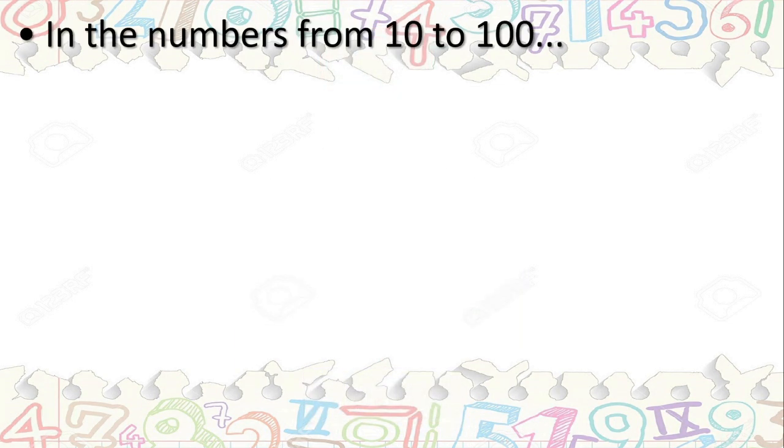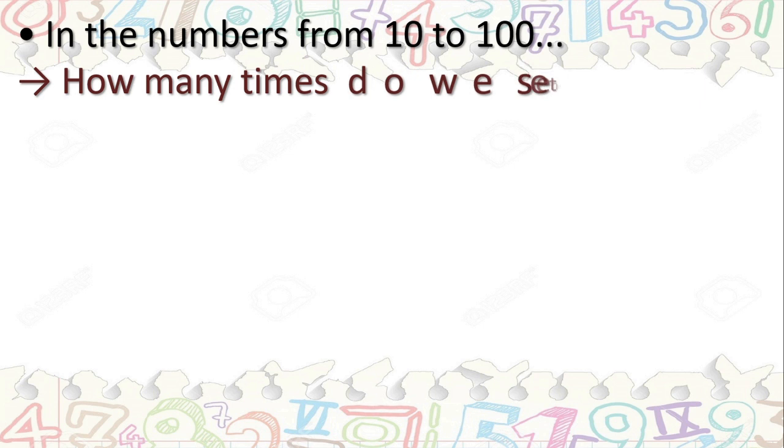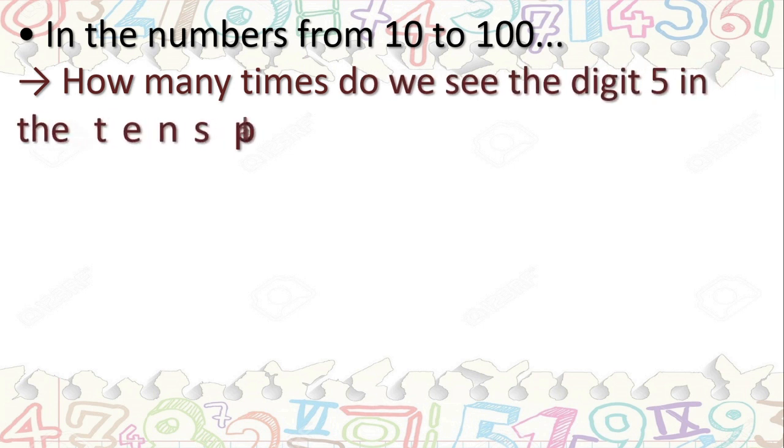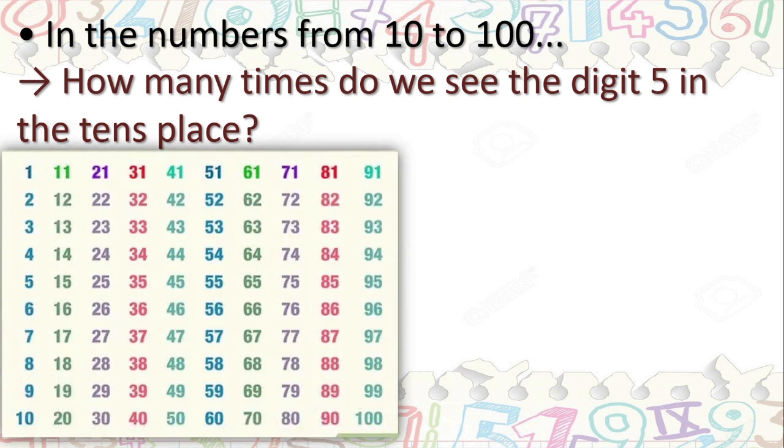In the numbers from 10 to 100, you know, numbers written from 1 to 100, isn't it? Here, in the numbers from 10 to 100, what to do? How many times do we see the digit 5 in the tens place? Yes, you know what is the unit place and what is the tens place. Okay, first we will write numbers up till 100.